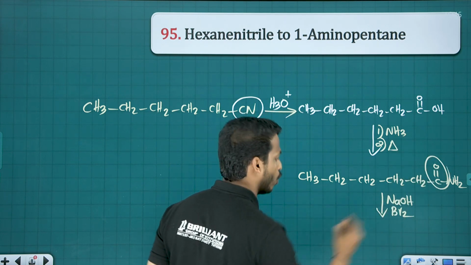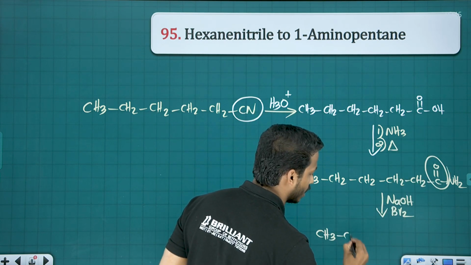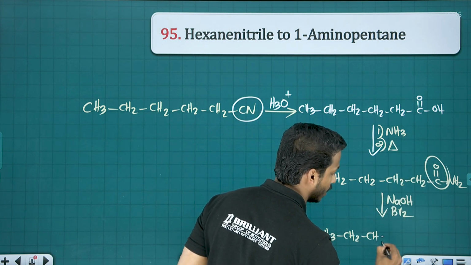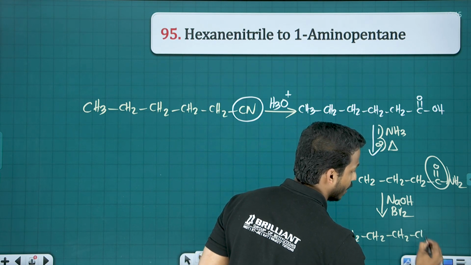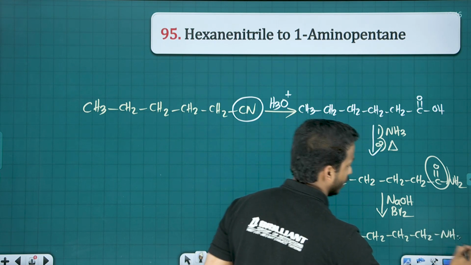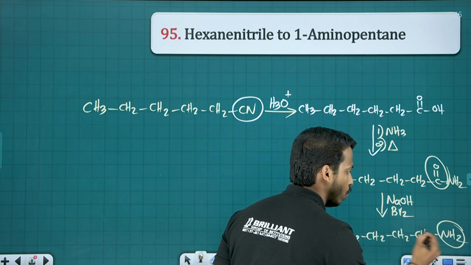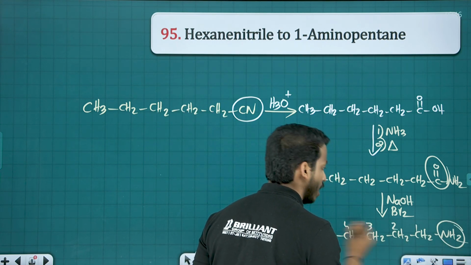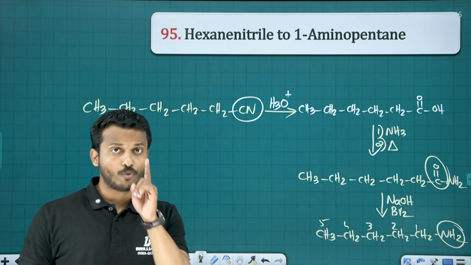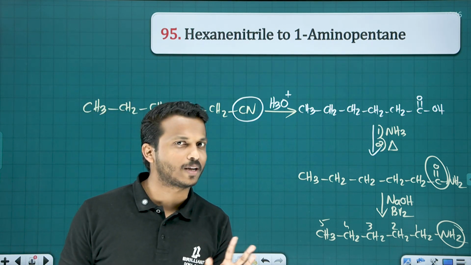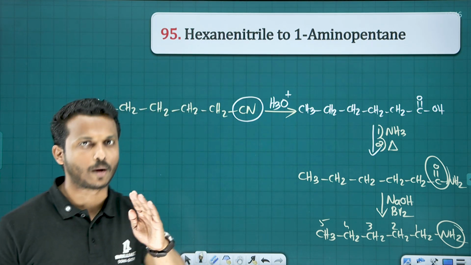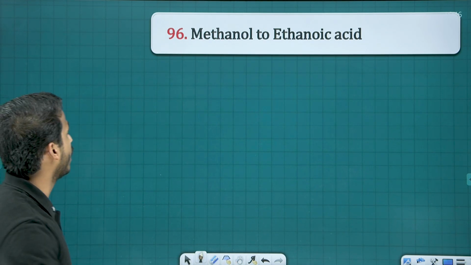Just cut the CO group, and you get the amine CH3. Total 5 carbon will be there. Yes, a 5 carbon amine. Ready. That is called what? 1-aminopentane, right? 1 amino, 1, 2, 3, 4, 5, 1-aminopentane. If you want to reduce 1 carbon in this amine chapter, Hofmann bromamide, definitely. It will be there.